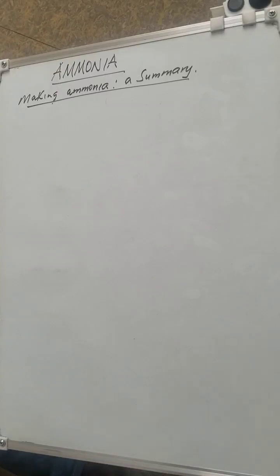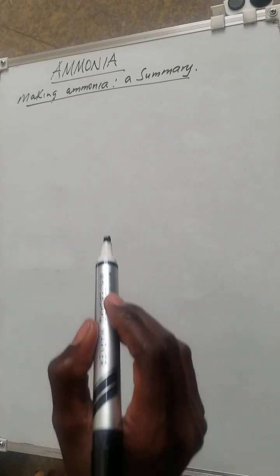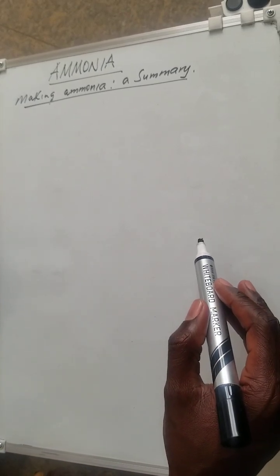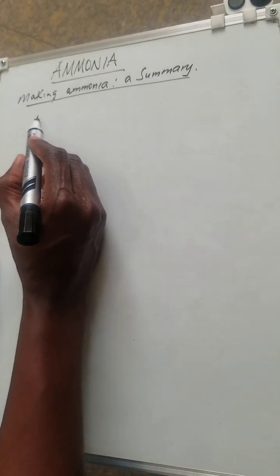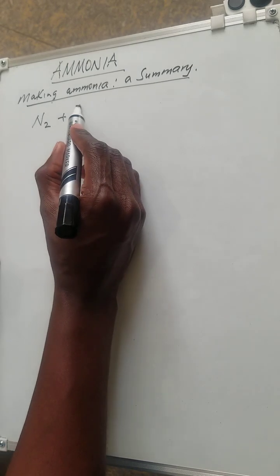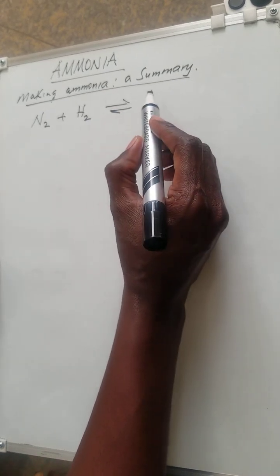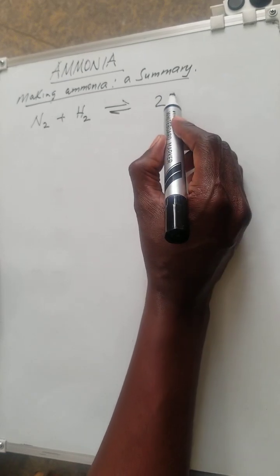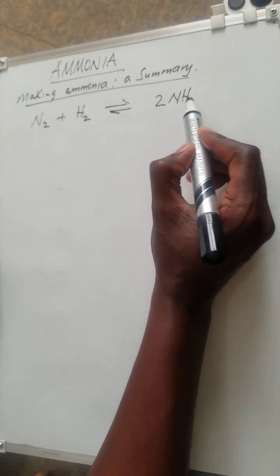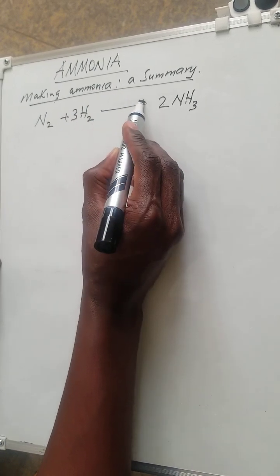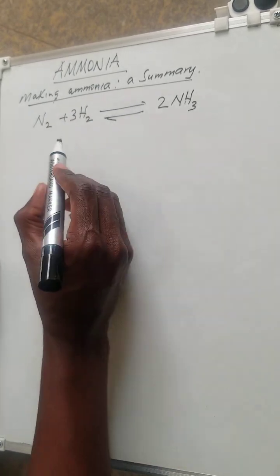So welcome to this segment of my physics videos, as I give you a summary on making ammonia, some few points that you need to carry out. If you remember, N2 plus H2, a reversible reaction to produce ammonia, and you balance it up in that way. And remember what we did say when it comes to that.